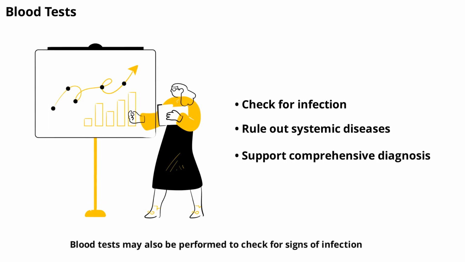Blood tests may also be performed to check for signs of infection, inflammation, or other systemic conditions. These tests can help rule out diseases such as kidney problems or autoimmune disorders that might cause similar symptoms. While blood tests alone cannot diagnose IC, they are an important part of the process to ensure a comprehensive evaluation.